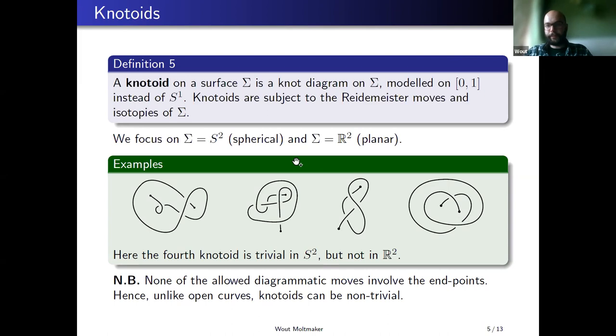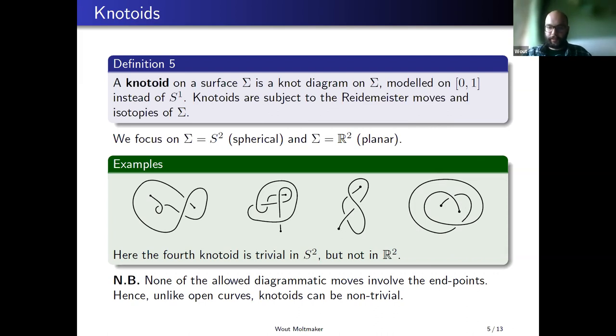So on the sphere, we can't pull this arc down, but what we can do is put it up and out. If we see the sphere as the one-point compactification of the plane, then you can arc through infinity, or if you like, sweep it along the back of the sphere so that it ends up on the other side. And then we can undo this crossing, and similarly, you can undo the other crossing. So this thing here on the right is trivial as a spherical knotoid, but not trivial as a planar knotoid.